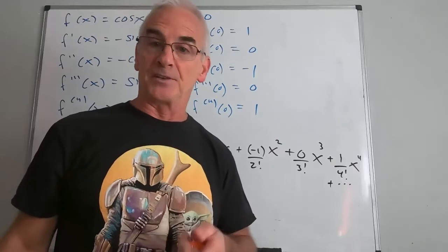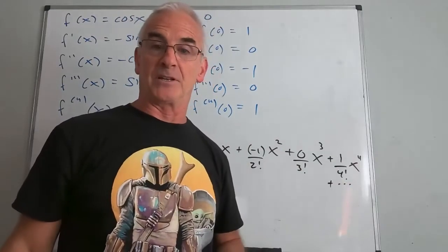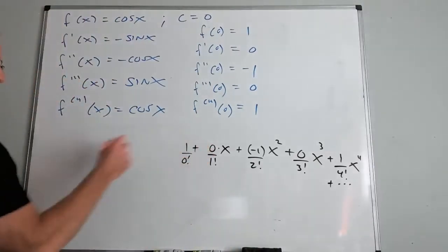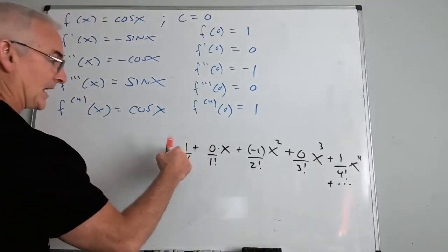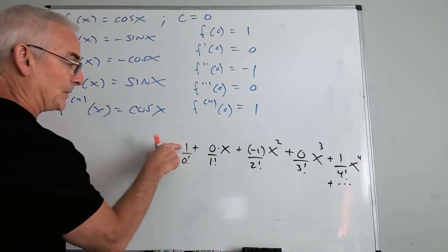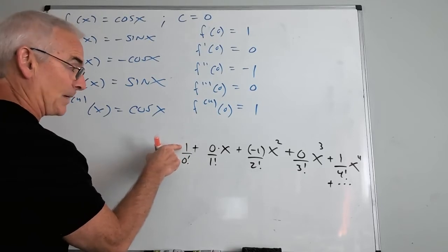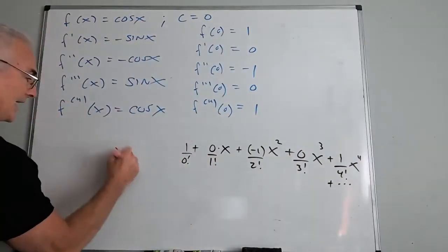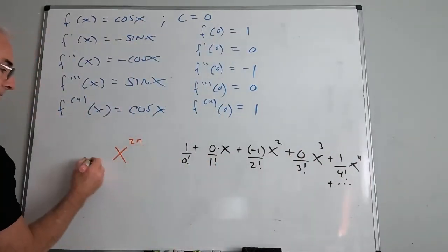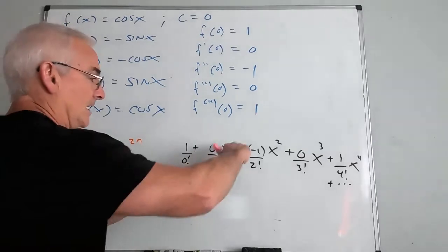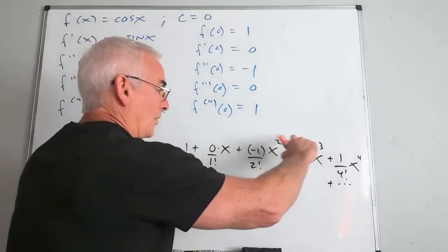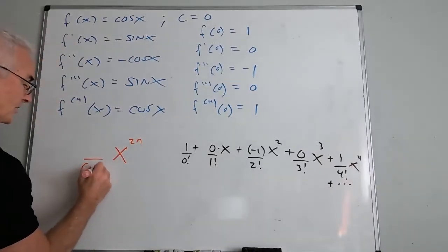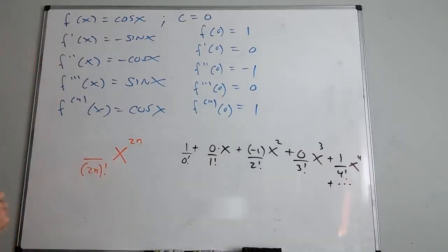Because if n is an integer, then 2n we know is an even integer, 2n plus 1 we know is an odd integer. So think of this as being, okay, that would be x to the 0th power, x to the second power, x to the 4th power. So my x is definitely going to be the 2n, okay? Notice the factorial goes with the exponent, doesn't it? So my factorial is going to be 2n factorial.